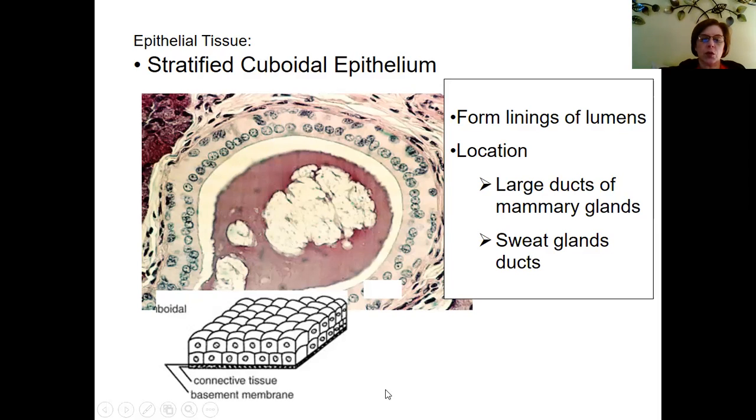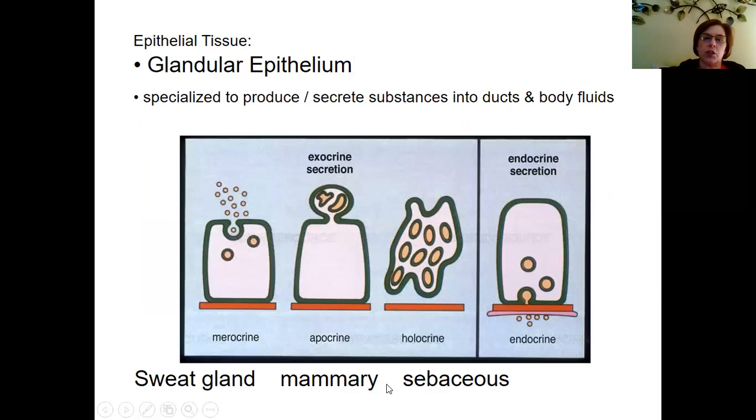All right, that takes us to our last category. We're done with all of the tissues, so I want to talk about glands. We said back at the beginning that glands are always made up of epithelium as well, specialized to secrete and produce substances into ducts and bodily fluids. I'll let you write down at the bottom: sweat gland, mammary gland, sebaceous gland. So I'll let you do your writing first, and then we'll talk about it.